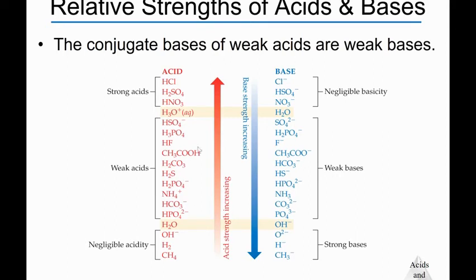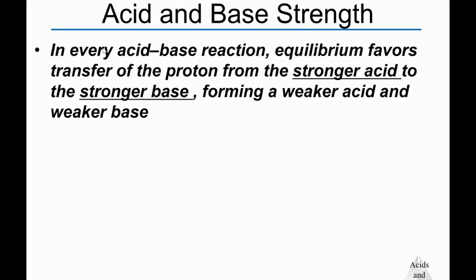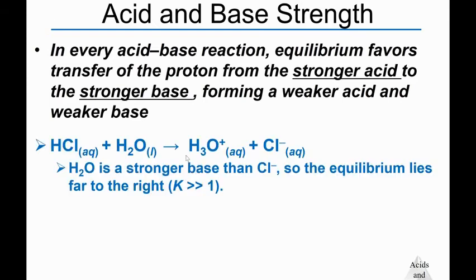And so all of these weak acids and weak bases end up having reactions that are going to have an equilibrium expression. So in every acid-base reaction, equilibrium is going to favor the transfer of the proton from the stronger acid to the stronger base. Because of this, it's going to form a weaker acid and a weaker base.